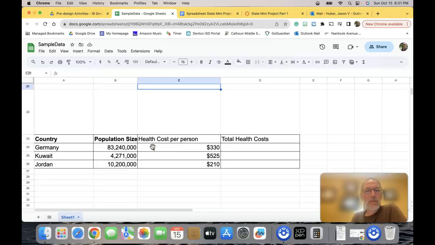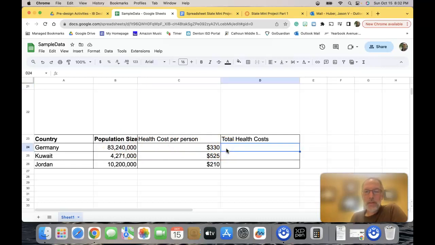All right, let's do one more here. I've got another list of countries, a little bit different. I have population size again, but now I have healthcare cost per person. So every person in the population costs $330 for their healthcare in Germany. Well, what if I wanted to figure out how much Germany was paying in total for all of its population? Well, we'd have to multiply those two numbers together.